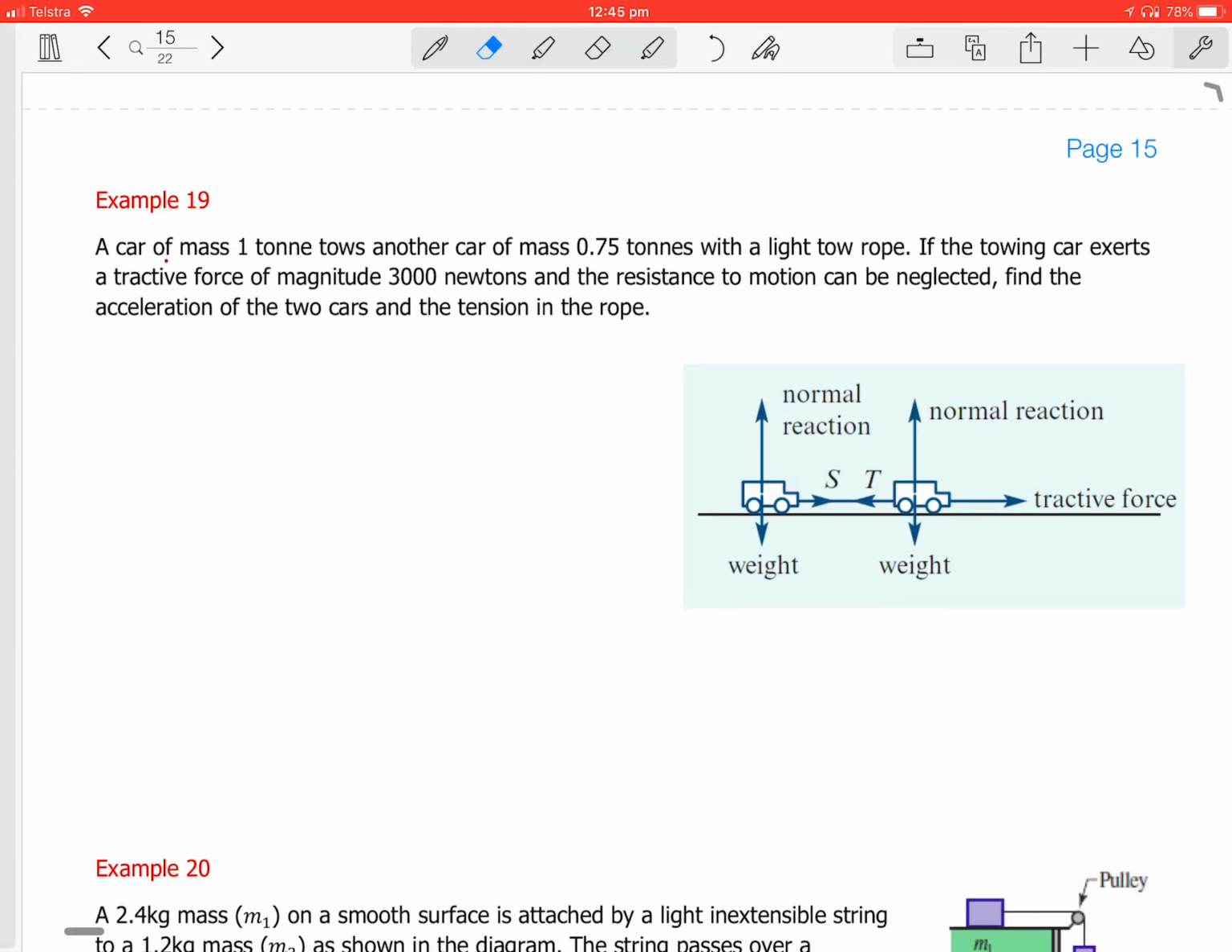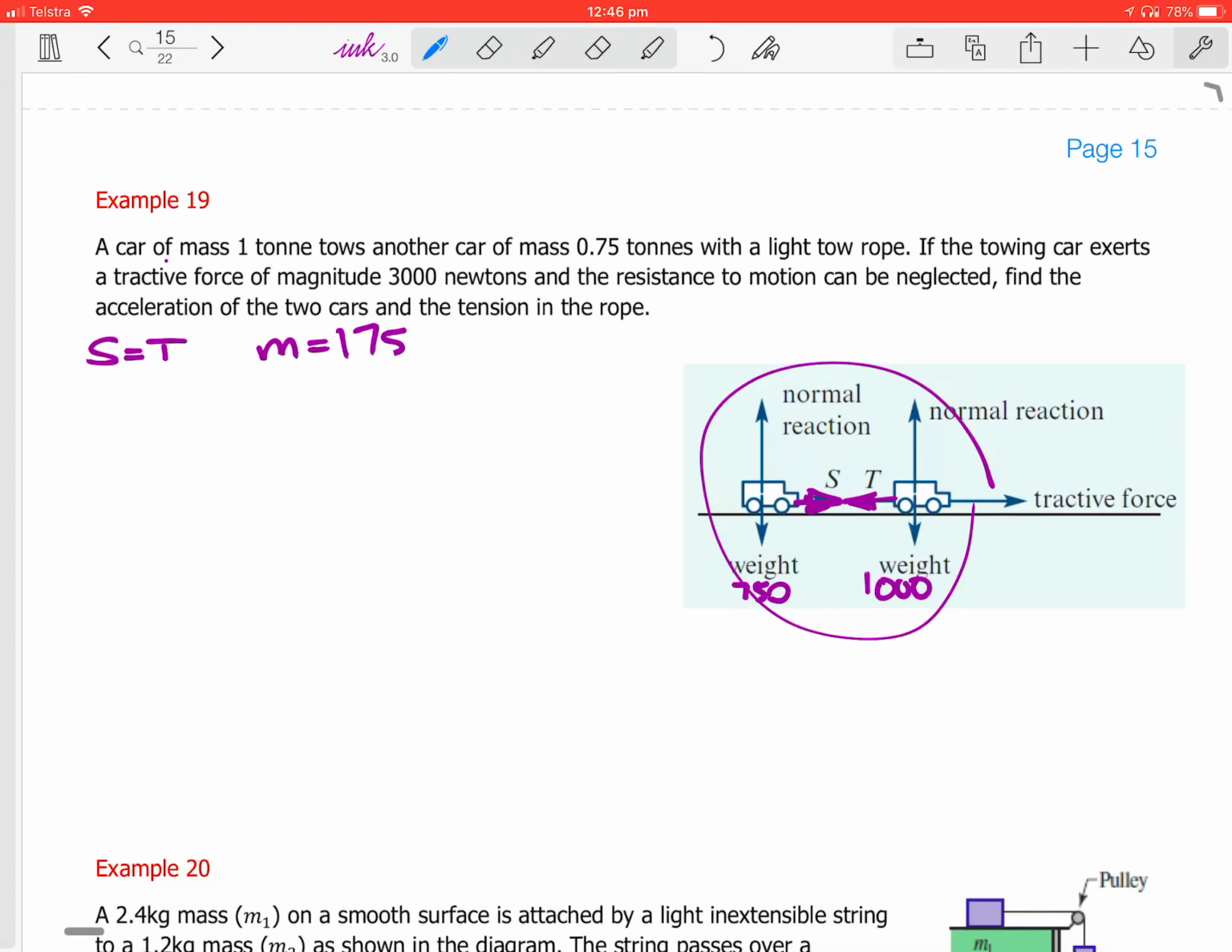So this one's 1,000. This one's 750. We've got that S and T are equal because they have to be. So first thing we say is S equals T. If we think of this as one full system, our mass is 1750 kg. Our force is 3,000 newtons. Resistance to motion can be neglected, so we've got no force from the ground.